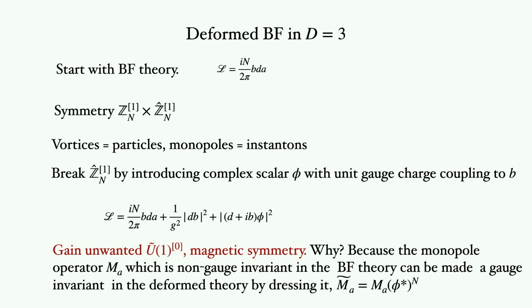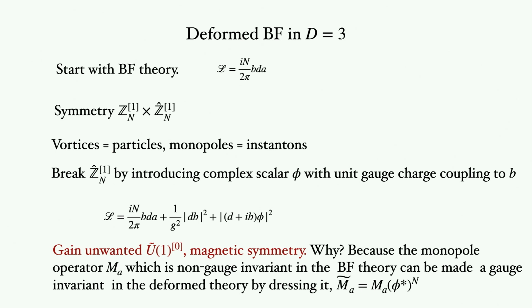We have two one-form symmetries, and now vortices, as Misha pointed out, are particles, and monopoles are instantons. And we break this ZM one-form symmetry by introducing a scalar, which is the vortex, coupled with unit gauge charge to B. I can write this down, but I can also write a kinetic term. It is slightly irrelevant, maybe dangerously irrelevant, so it doesn't really matter.